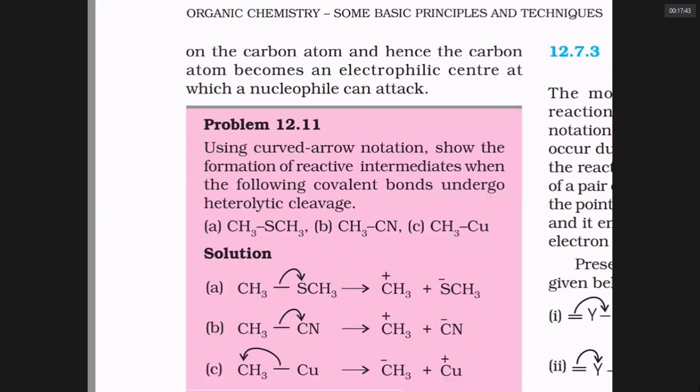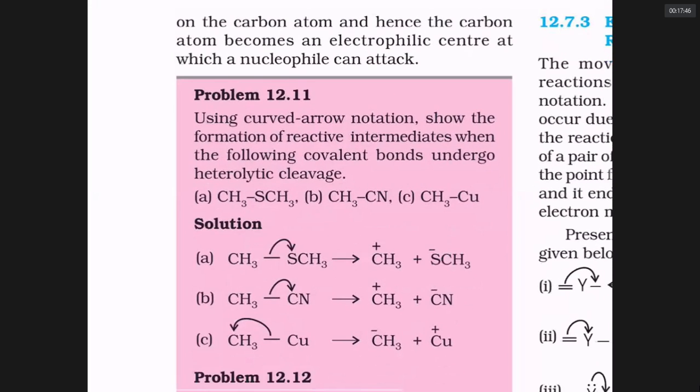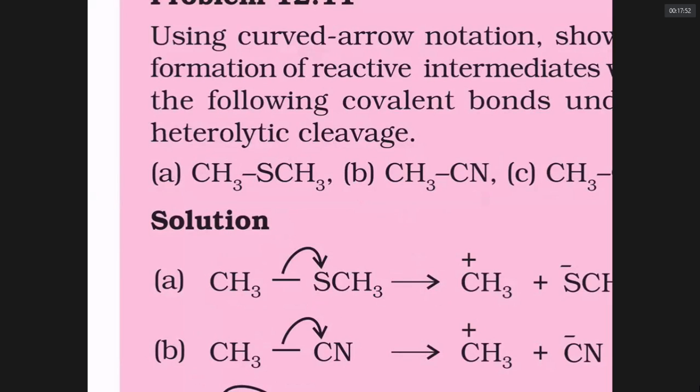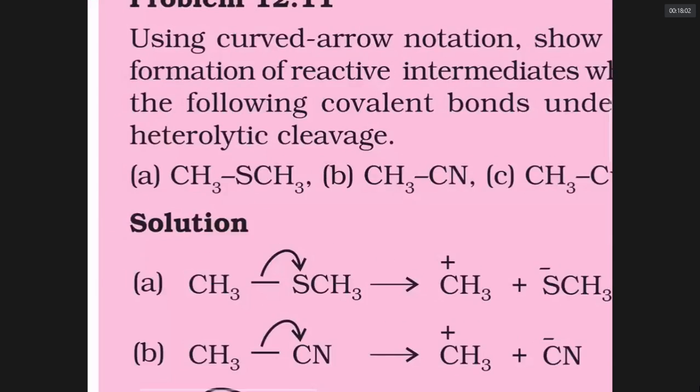Look at this. Using curved arrow notation, show the formation of intermediates. In CH3SCH3, electrons can go towards sulfur because sulfur is more electronegative than carbon. See how I am showing. Due to this movement of electrons, carbon gets plus charge, SCH3 gets minus charge.